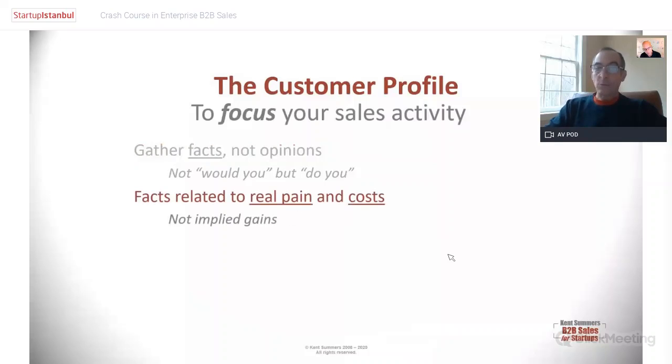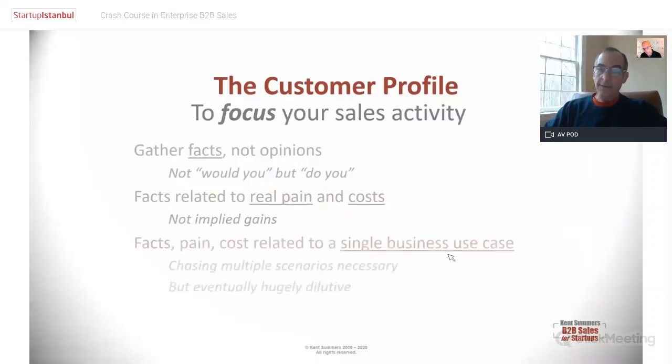And seek facts related to real pain and cost inside the organization. People write checks for pain to go away. Implied gains are very difficult. Lots of people like to talk about potential upsides, but not too many people with check writing authority will write a check over speculation. Find the pain, find the cost, use facts to do that.